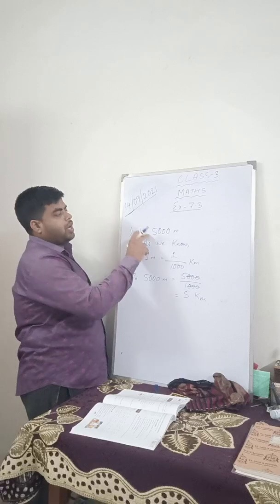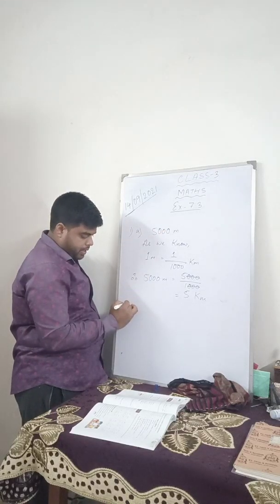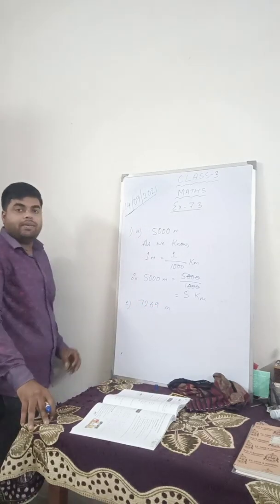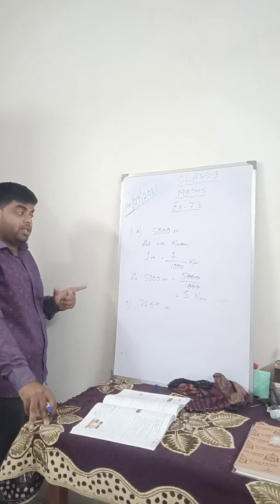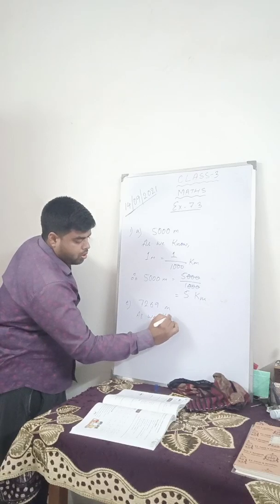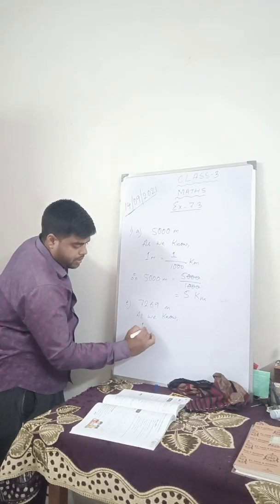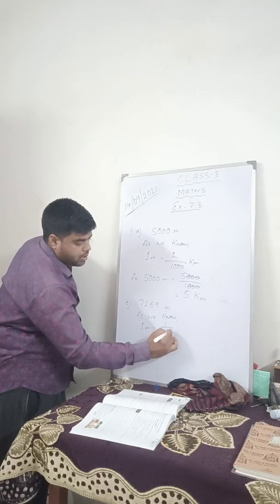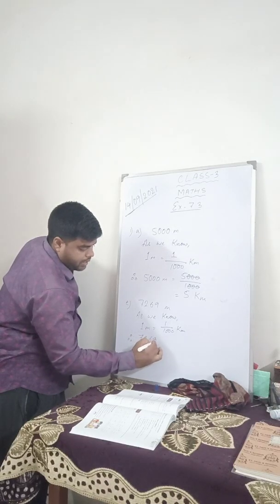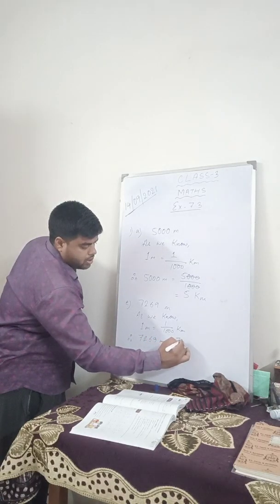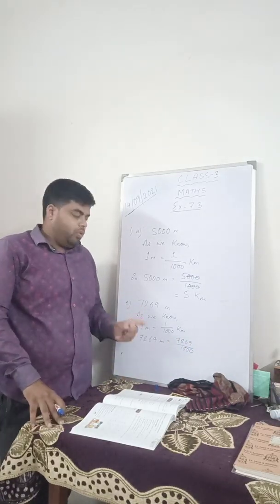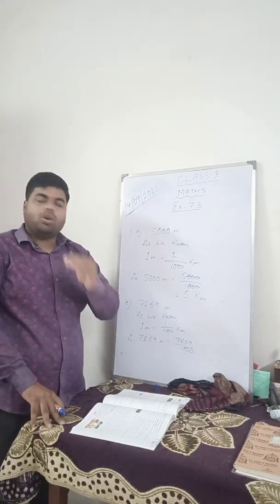But suppose if they don't give you round off number, like for example number E, they have given you 7269 meter, and they have asked you to convert this into kilometer. So we will write as we know. What they have given you? Meter. So 1 meter is equal to 1 by 1000 kilometer. Therefore 7269 meter is equal to 7269 by 1000. In this case, you can either divide or there is a short process.